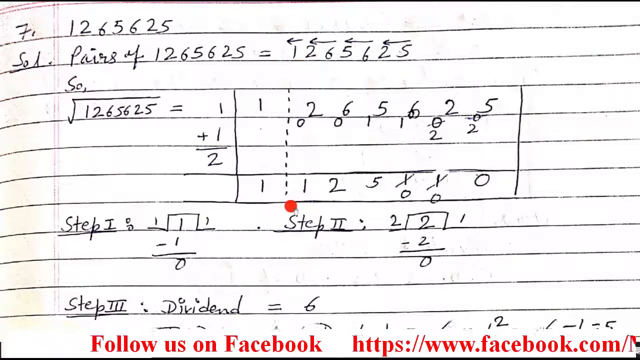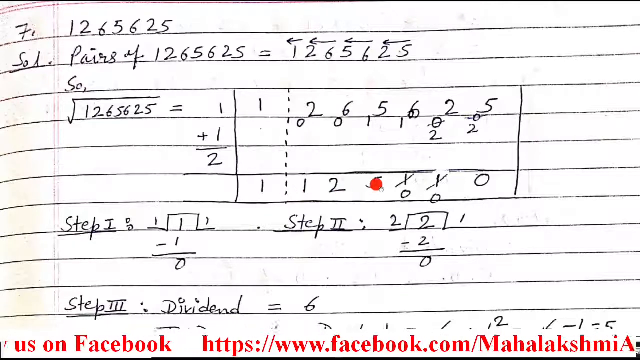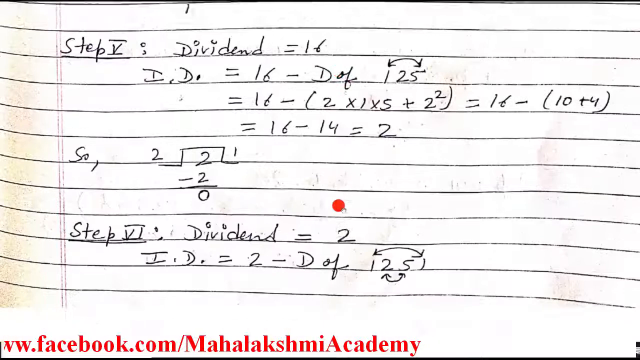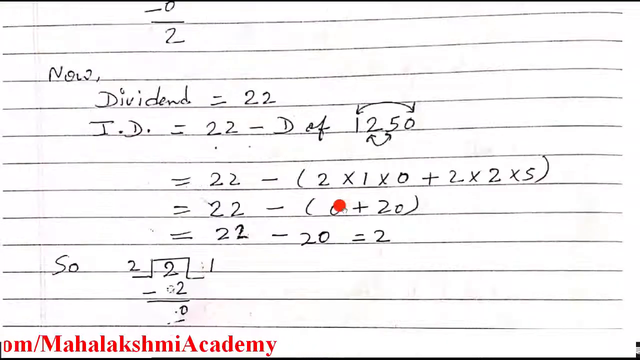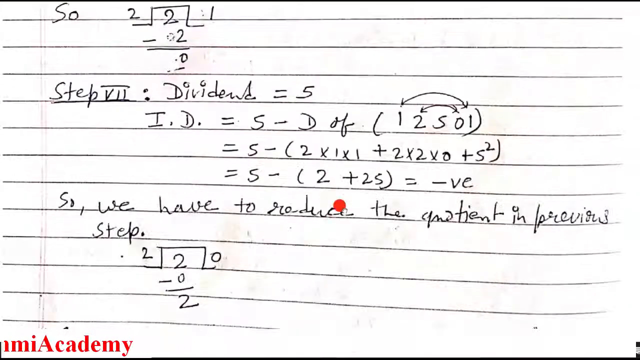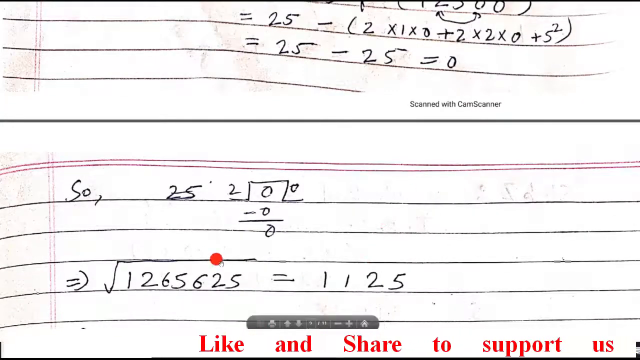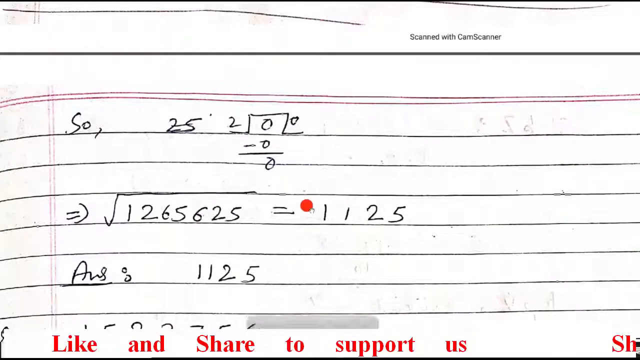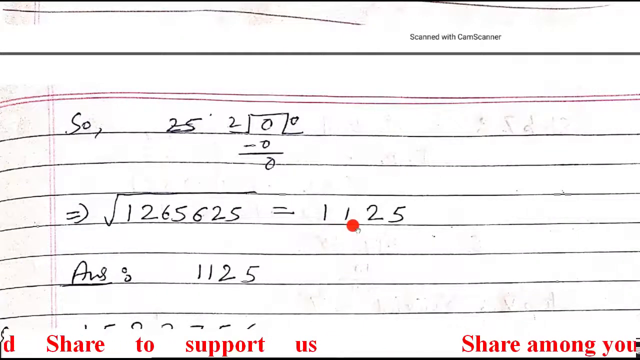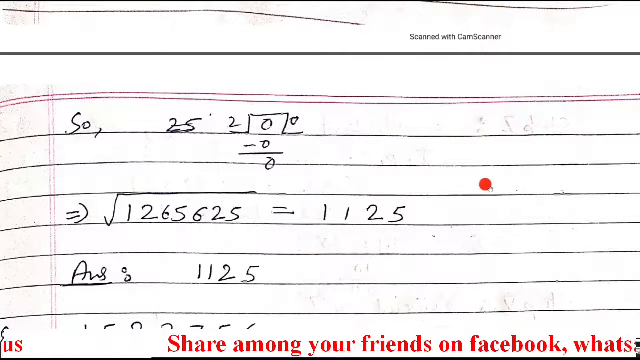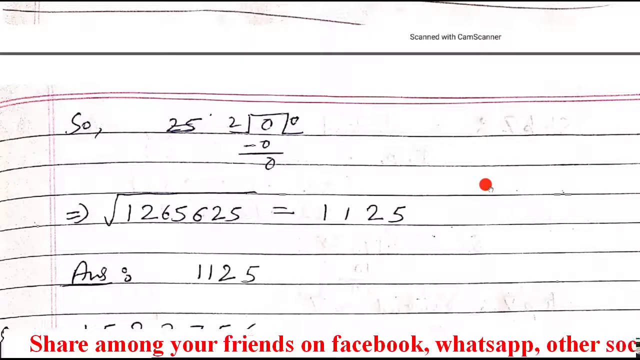That's why from the front take 4 numbers, that is 1, 1, 2, 5. So the square root of this, the final answer, yeah, this one. So here the final answer, the square root of this, is 1125. Hence questions number 6 and 7 are completed. Thank you.